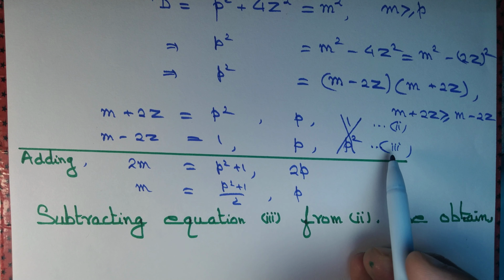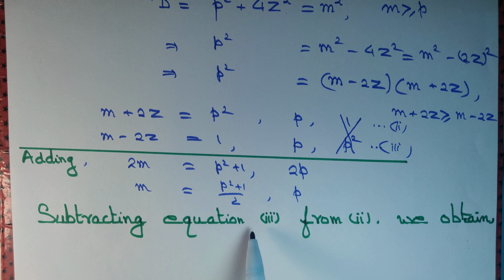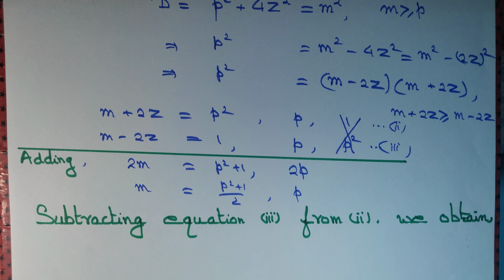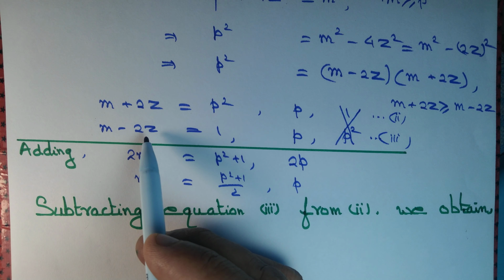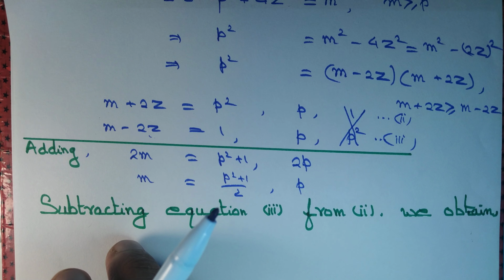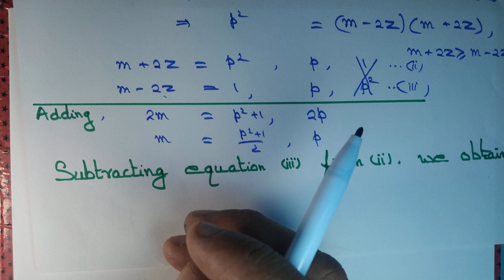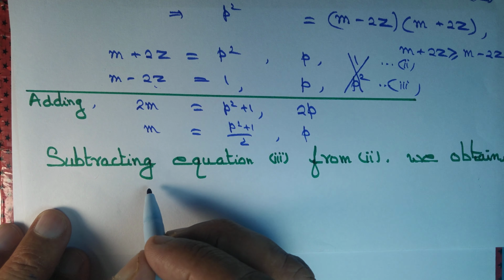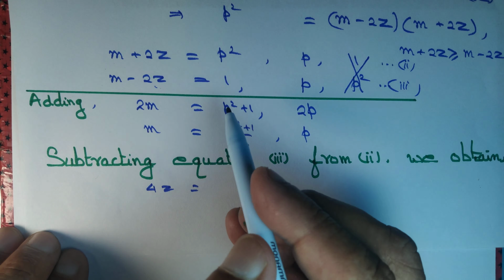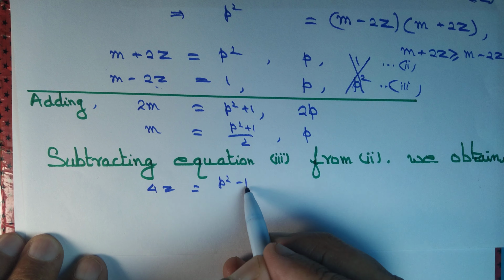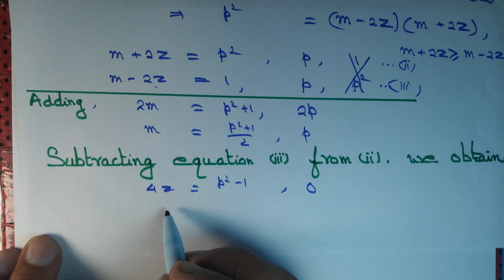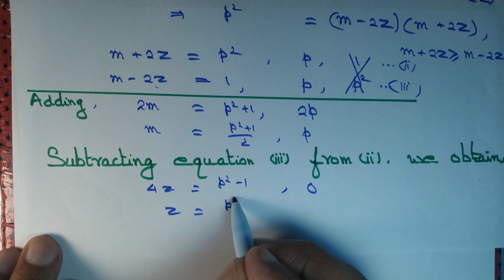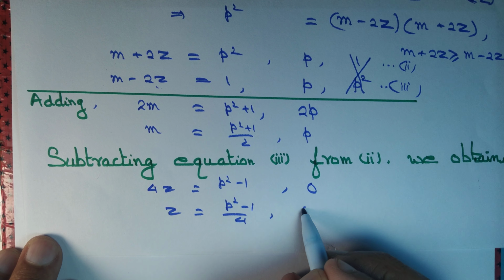So if we subtract equation 3 from equation 2, we obtain 2z, and minus of minus 2z is plus 2z. So 4z, m will get cancelled. So 4z equal to p square minus 1 or 0. P minus p is 0. So z equal to (p square minus 1) by 4 comma 0.